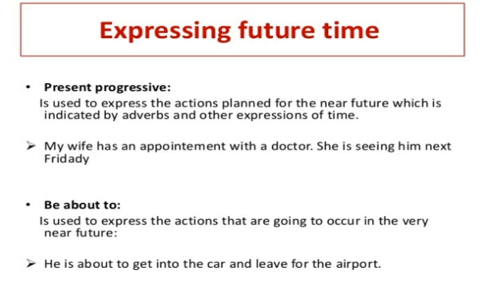The present progressive is used to express actions planned for the near future, which is indicated by adverbs and other expressions of time. My wife has an appointment with a doctor. She's seeing him next Friday. Be about to is used to express actions that are going to occur in the very near future. He's about to get into the car and leave for the airport.